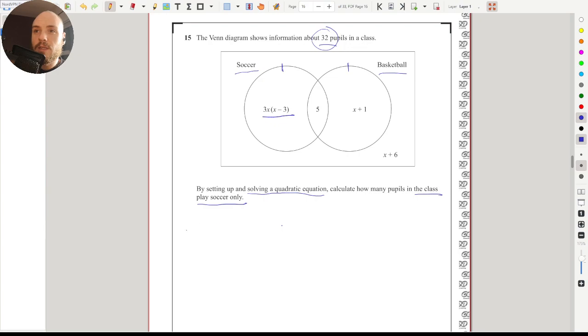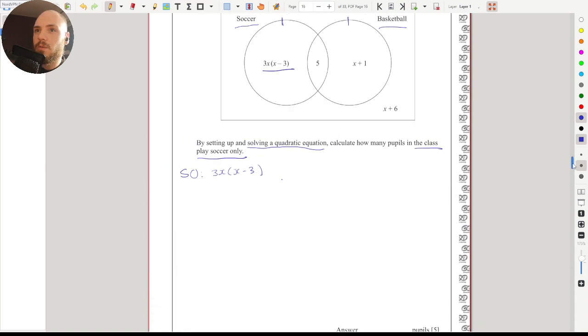Soccer only is 3x multiplied by x minus 3. So what I'm going to do here is just write soccer only is 3x(x - 3). I'm just going to write that there for later, because that's what it's asking for. How we approach these questions is we want to set it up in a way that makes it easy for them to solve.